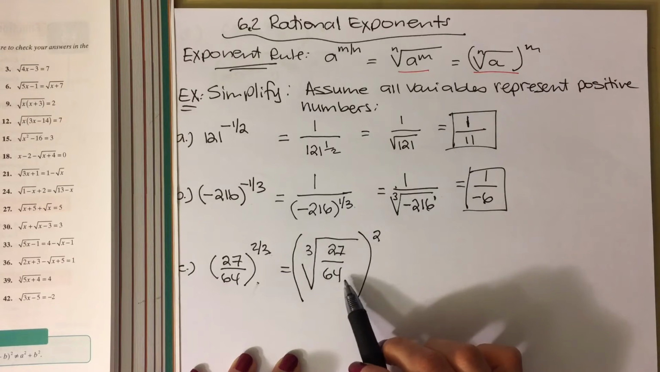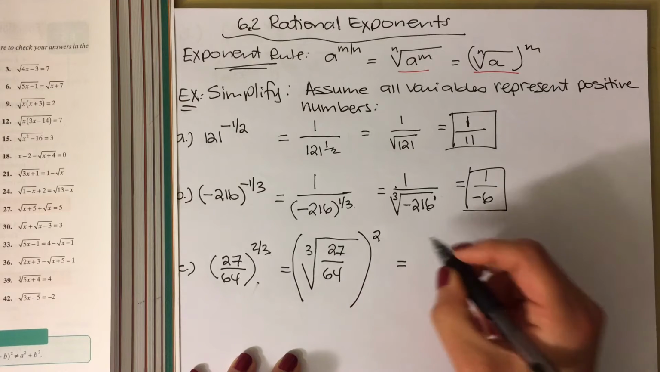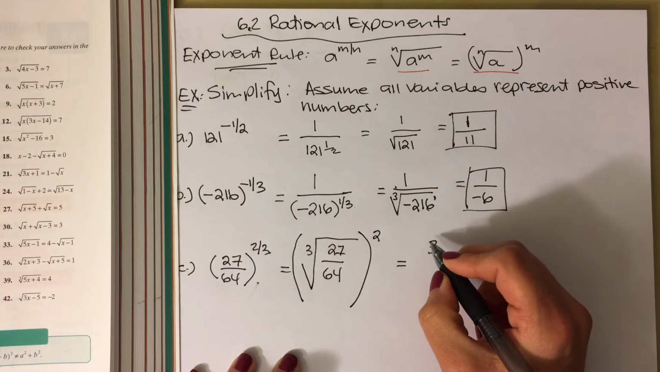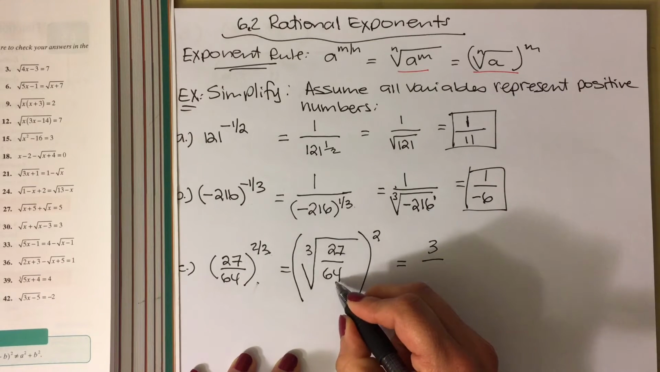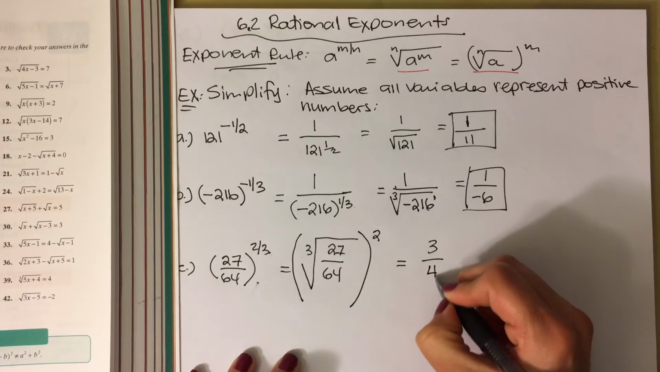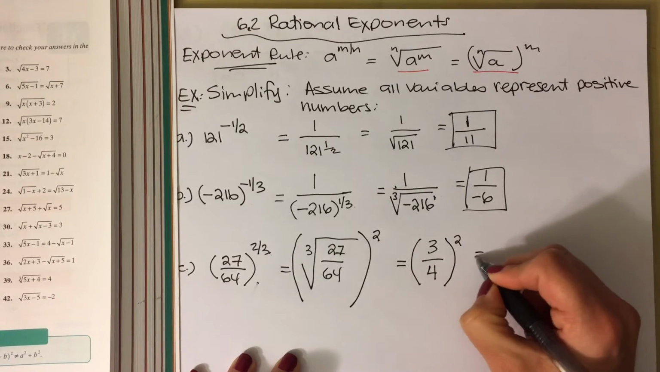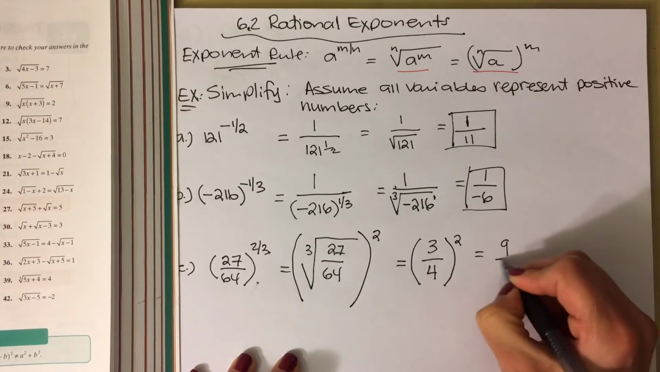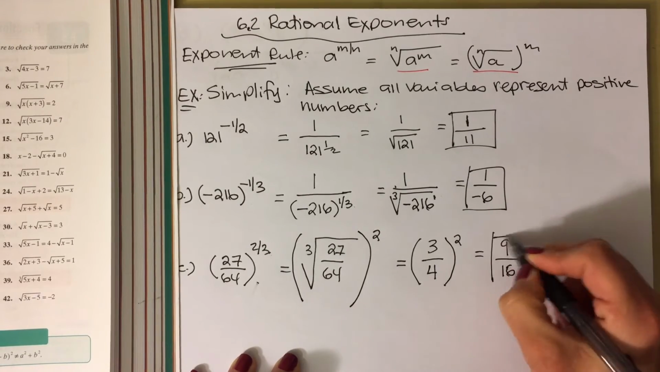Let's take the cube root first. Cube root of 27 is 3, and cube root of 64 is 4. Then we square. 9 over 16 is our final answer.